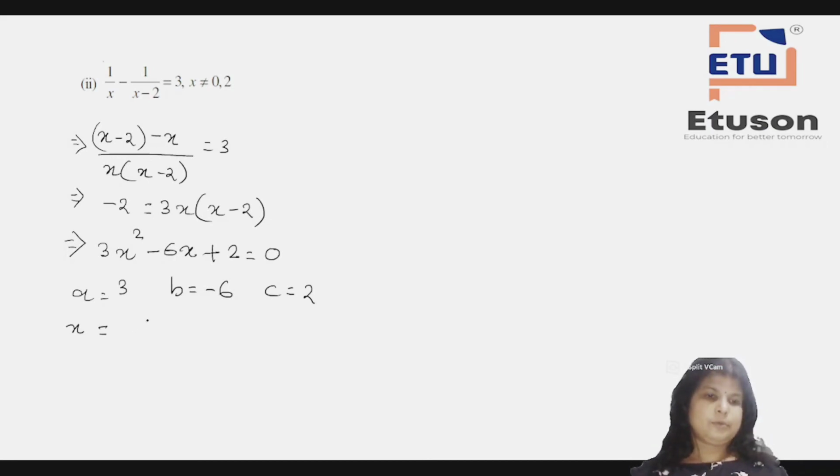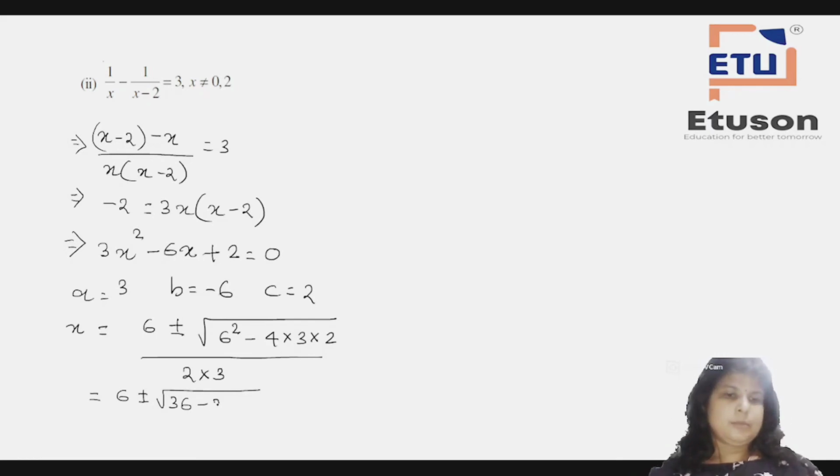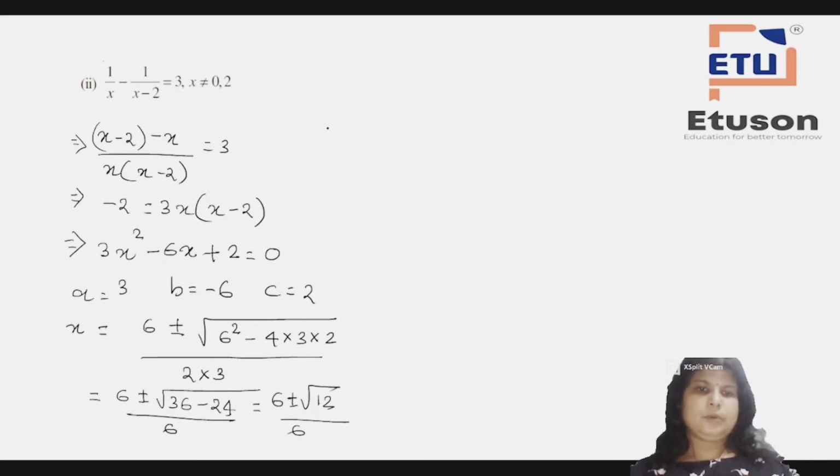x is equal to minus of minus 6 is plus 6 plus or minus square root of b square minus 4 into 3 into 2 divided by 2 into 3, that is 6. So it will be 6 plus or minus, that is 36 minus 3 into 4 is 12 minus 24 divided by 6. So that is equal to 6 plus or minus square root of 12 divided by 6, right? So your x will be equal to how much?